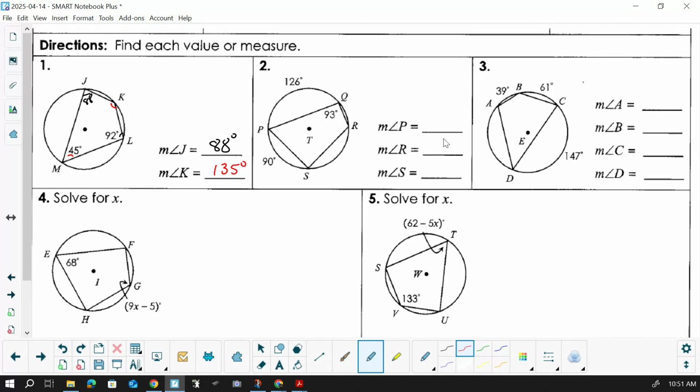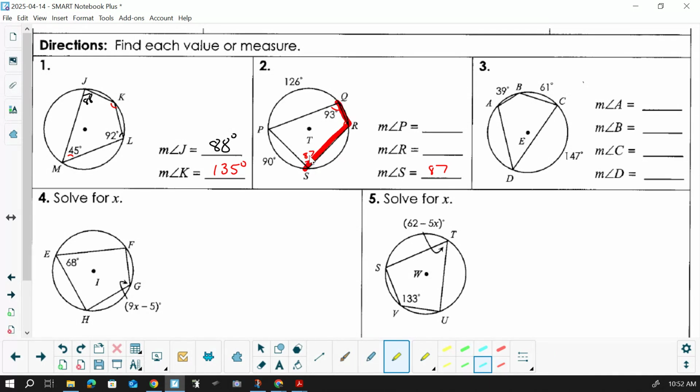Now we're going to do a few different things here. 93 and the one opposite to it are going to add up to 180. So 180 minus 93 is 87. So this one right here, angle S, is 87. Now angle R, I don't have the opposite, so I'm going to have to look at its arc. Angle R is this angle right here.